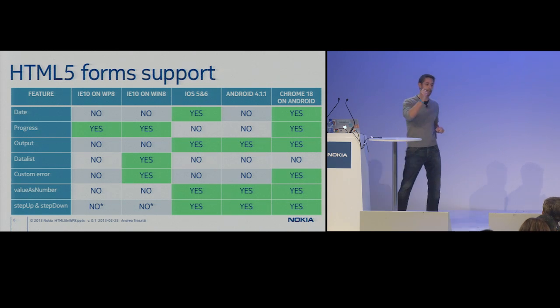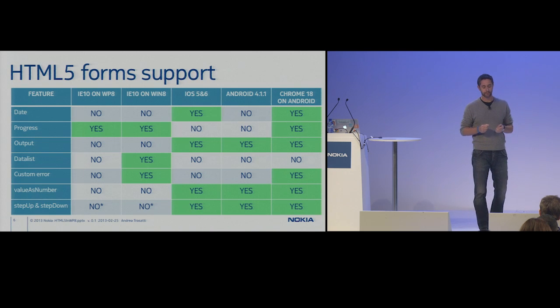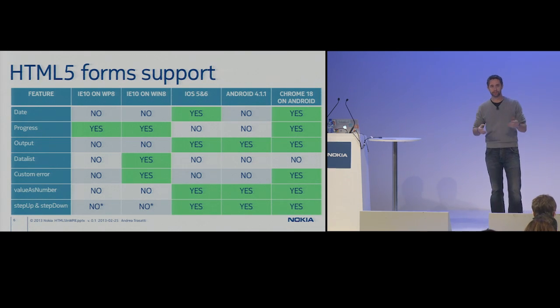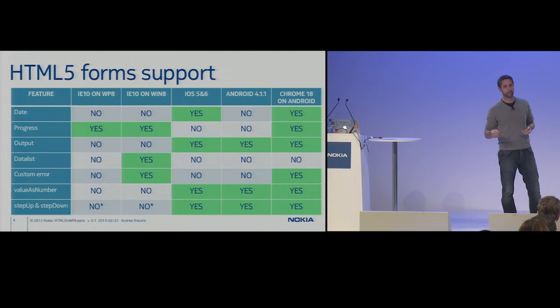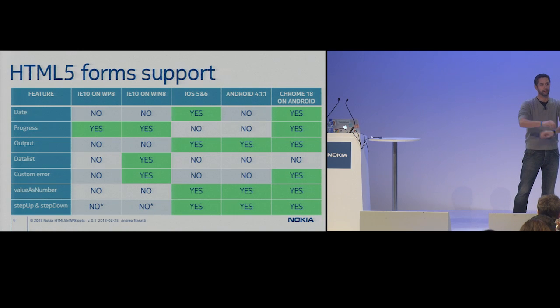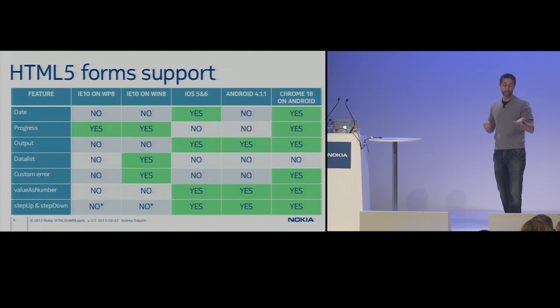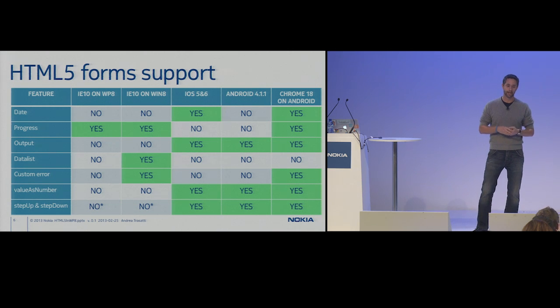I have a little asterisk on the step up and step down for Internet Explorer. The step up and step down are two events for JavaScript that allow you, when you have an input field, let's say that you have a number field and you want to have any number from 1 to 10, step up and step down allow you to create, for example, a button, and then with JavaScript increment or decrement automatically the value. In Internet Explorer 10, it works, but it only works when you're using a type range.